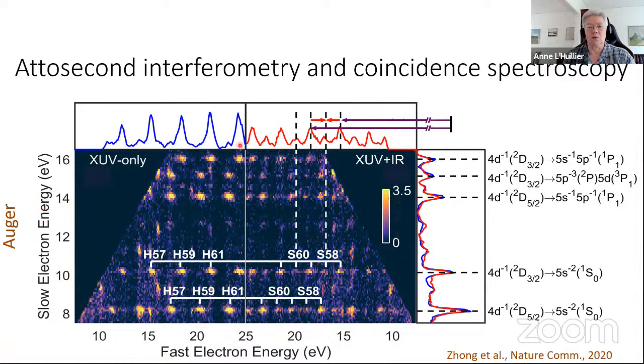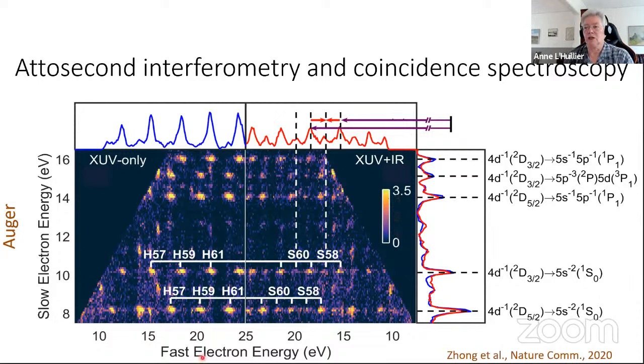In this experiment, we use a titanium sapphire laser, 800 nanometer wavelength. We generate harmonics in neon, and then we use these harmonics to ionize xenon in the 4D shell. And this is a coincidence map showing the Auger electron on the vertical scale, and then as a function of photoelectron.